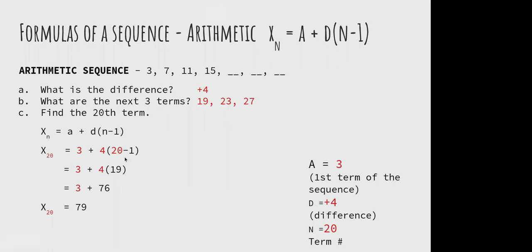Second step, we did a substitution. For every variable that we had, we replaced it with a value. And then it just became a straight general math problem. Remember, you always have to use order of operations. So that's what we did. We did what was in parentheses first. Then we multiplied. And lastly, we added. So our 20th term of this sequence is 79.